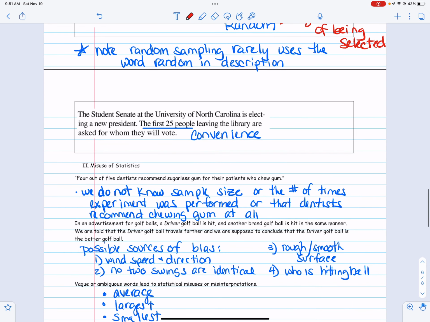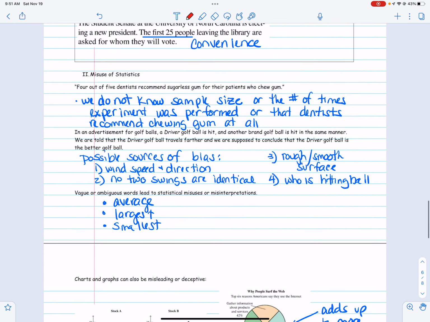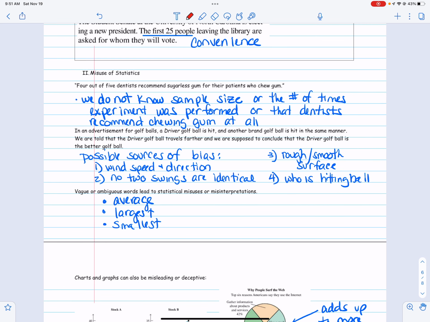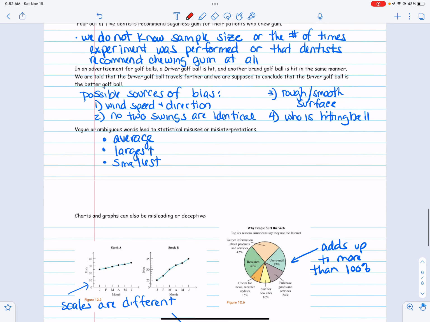I want you to read over the misuse of statistics. A lot of times they say, 4 out of 5 dentists support this, but we don't know a lot of things about that survey. And so I just kind of listed those. You also have different types of golf balls. Marketing is going to use things to demonstrate their product in a better light because they want you to purchase their product. So they're going to use statistics to skew their data so that hopefully it will promote sales.